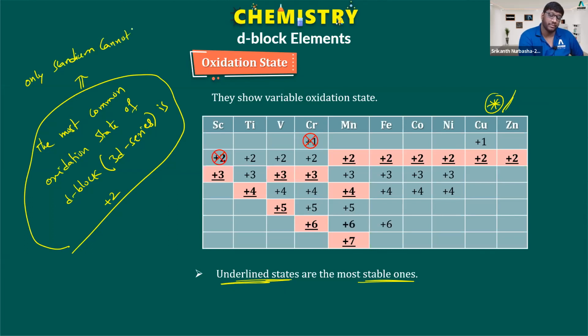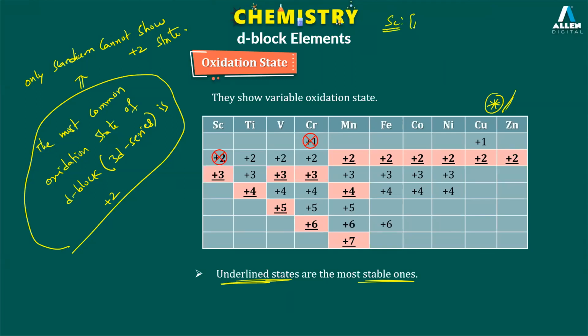Only scandium cannot show plus 2 state. Can you say the reason why? Can you say why scandium will not show plus 2 oxidation state? Write the electronic configuration of scandium. Because scandium plus 3 shows more symmetry and stability, it does not require the plus 2 state at all.